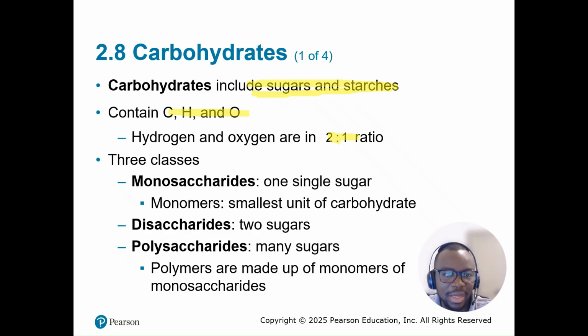Carbohydrates can be classified as monosaccharides or one single sugar, disaccharides or two sugars, and polysaccharides or many sugars.